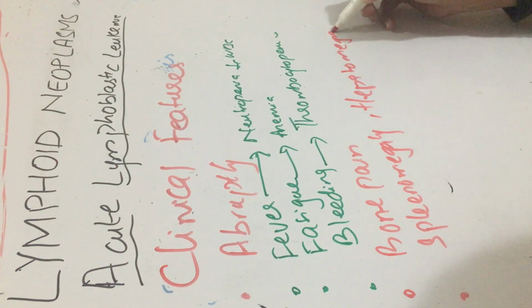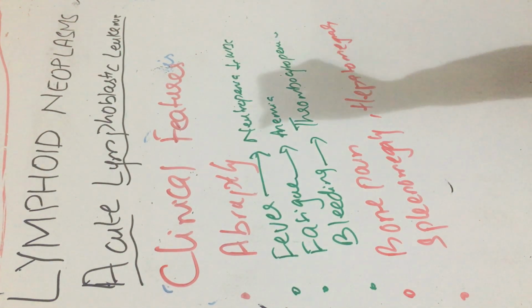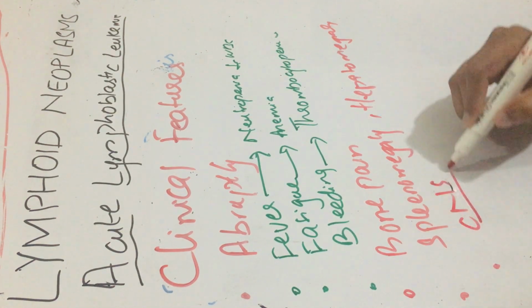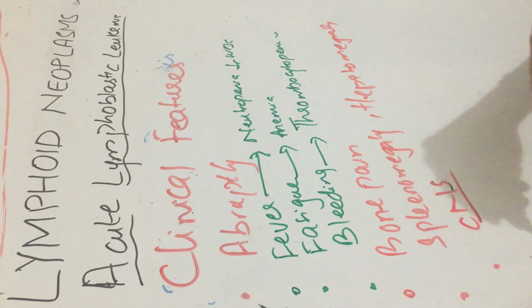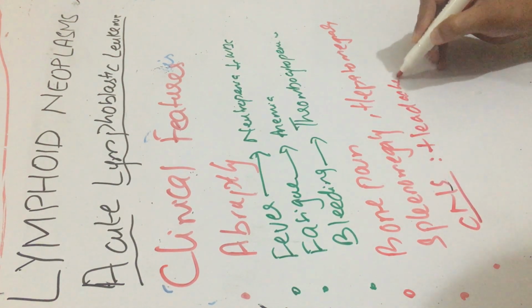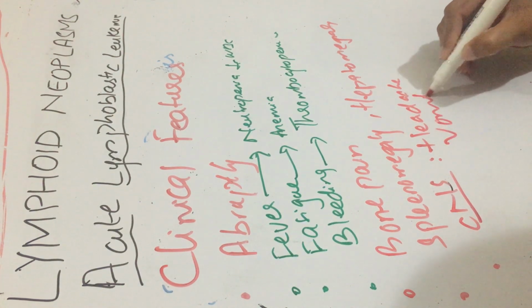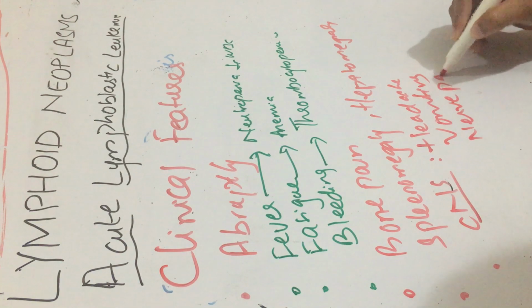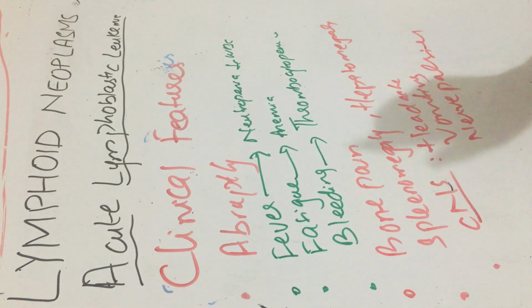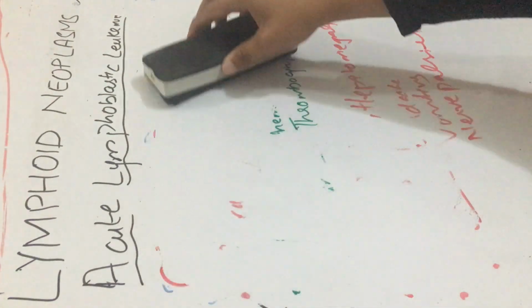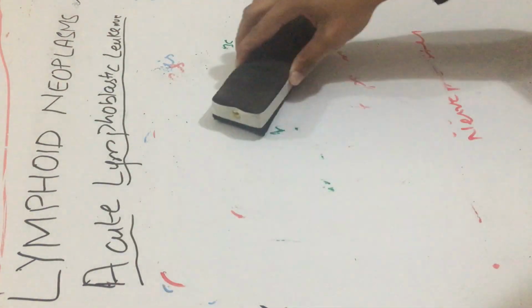And due to the spread to the CNS and meninges, there would be neurological symptoms like headache, like vomiting, and any nerves could be compressed. You may come across nerve palsies. This was all about the clinical features. Now, lastly, we will discuss the prognosis.